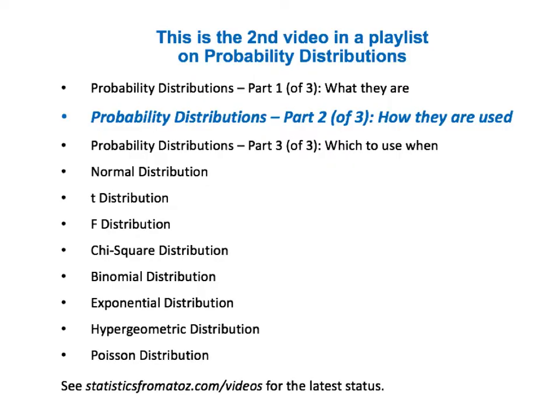This video is part 2 of a series of 3 videos on the overall subject of probability distributions. Part 1 described what they are. This video will explain how they are used, and Part 3 will tell you which distribution can be used for which statistical purpose. In addition to these 3, the book also has individual articles on each of the 8 families of distributions shown here. My plan is to eventually produce videos for each of them. See statisticsfromatoz.com/videos for the latest status of this work.